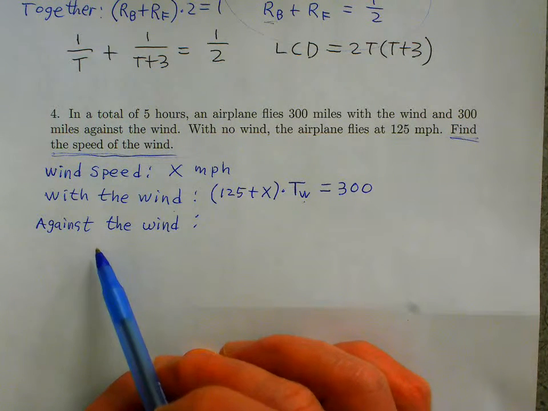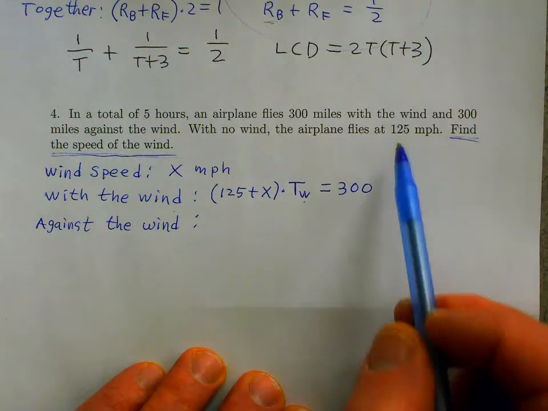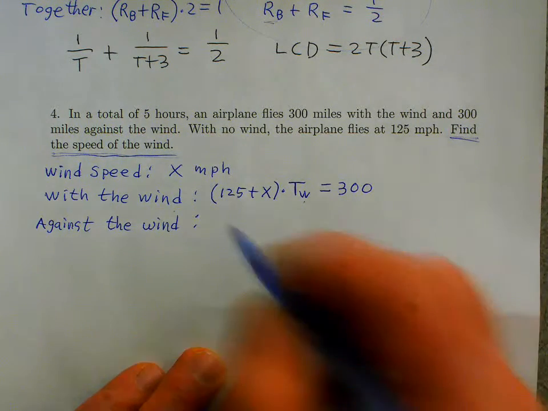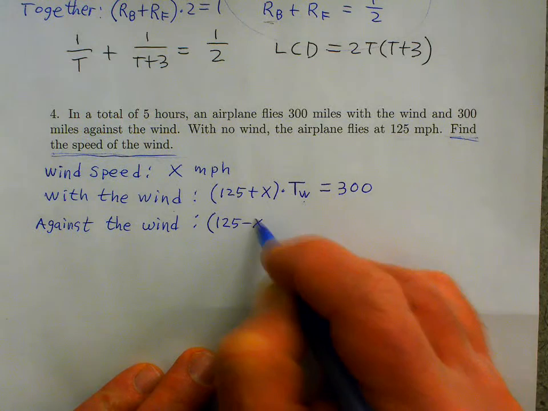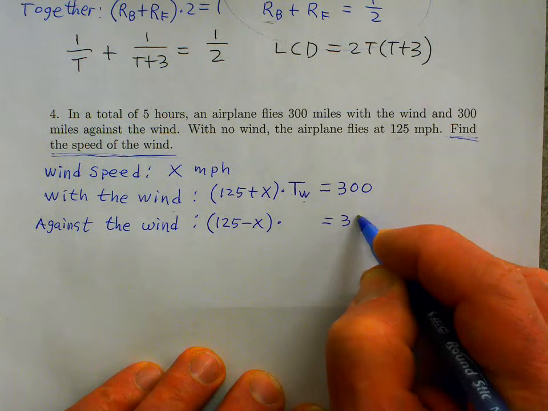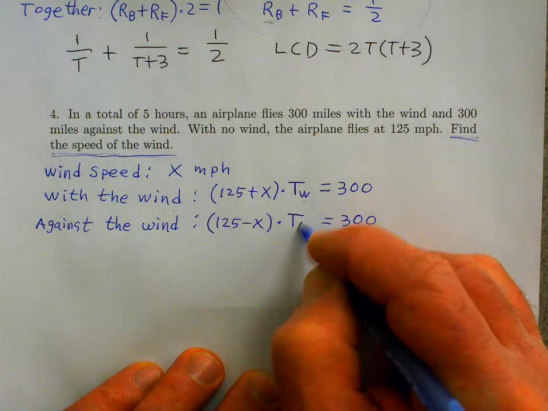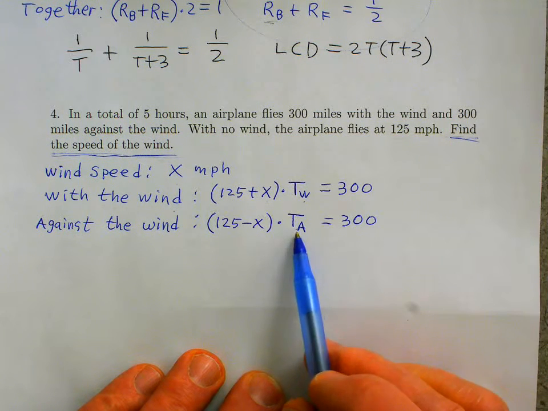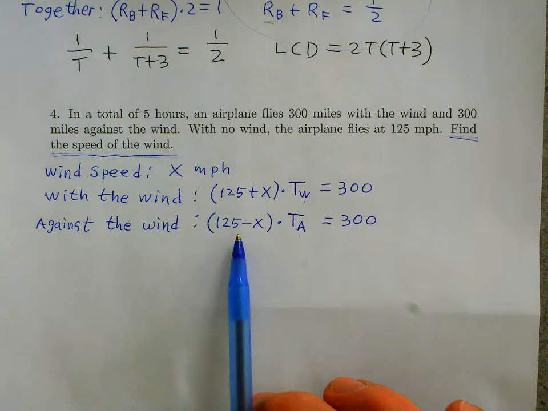Then when it's flying against the wind, that is, flying into the wind, how fast will the plane be going? If there was no wind, it would be flying at 125 miles per hour. So against the wind, the speed will be 125 minus x miles per hour. The time it takes to fly 300 miles against the wind is not given, so let's represent it by T sub A. So we have another equation of the form rate times time equals distance.